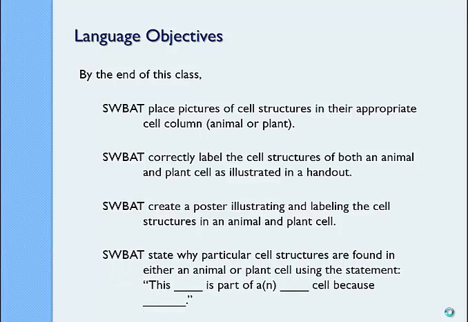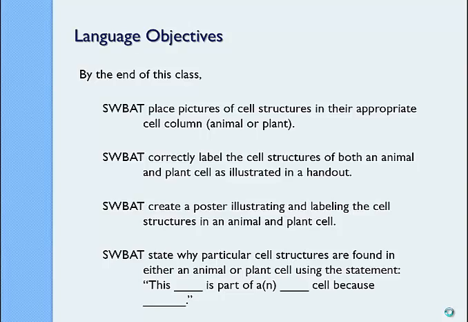And finally, students will be able to state why particular cell structures are found in either an animal or plant cell using the statement, "This blah is part of a blah cell because blah." This one would be more difficult. The student would have to fill in the blanks.